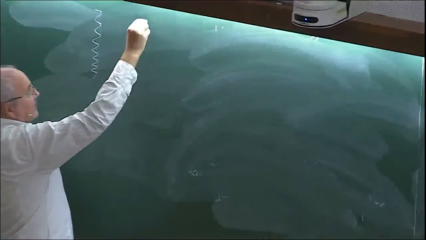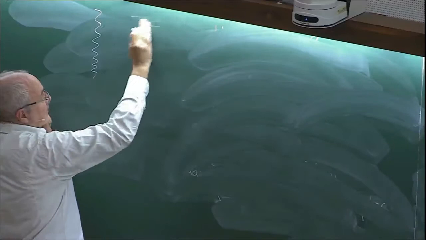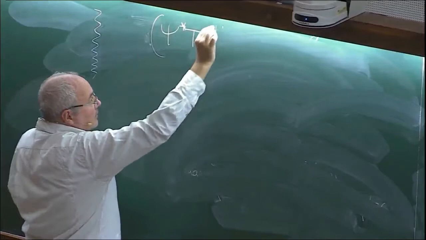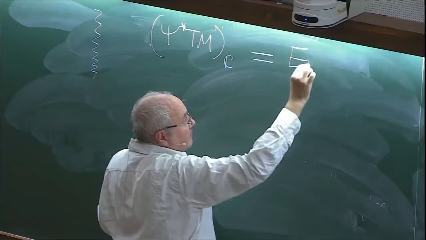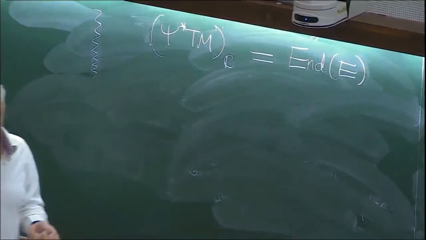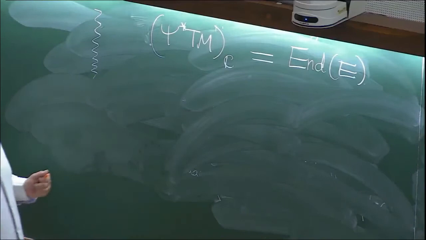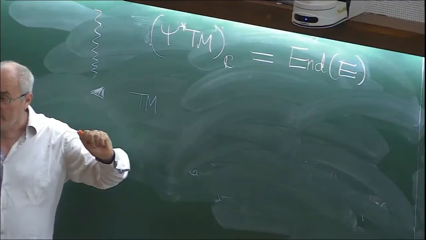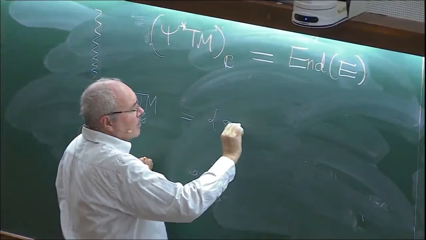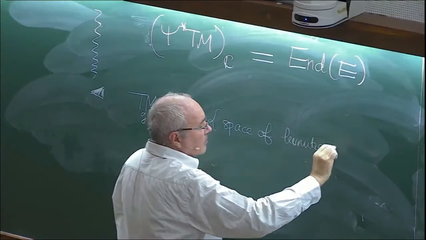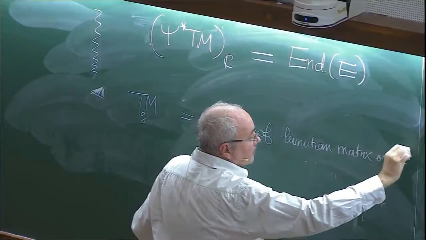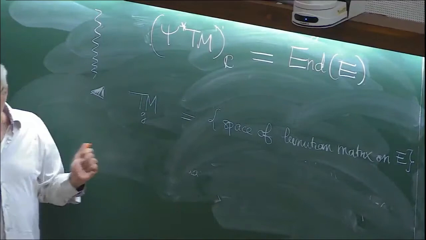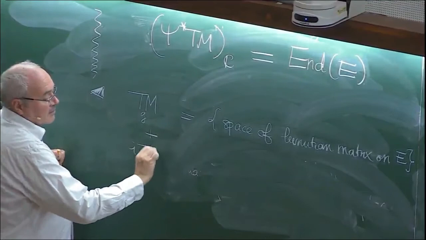that T, the complexified psi star of TMC, this is actually equal to the endomorphism of E. Why is it so? It turned out that what is TM? Remember that this is a space of metrics. So what is the tangent space of metrics at the point G? This is a space of Hermitian matrices on E. Right? So to complexify it, I just have to add i times that. That's just complexification.